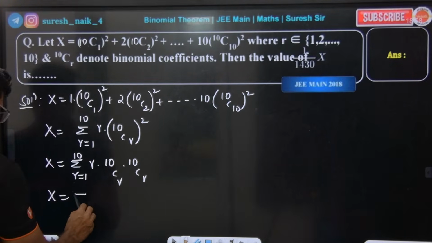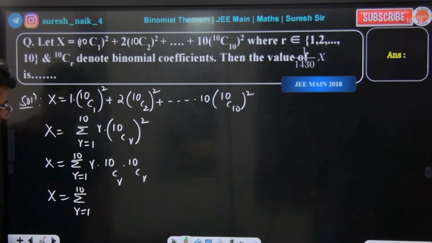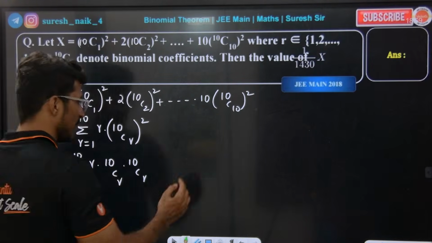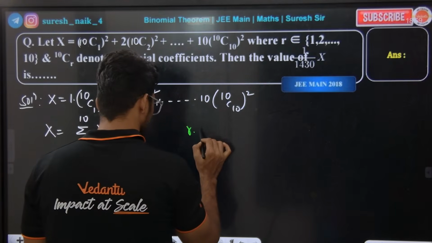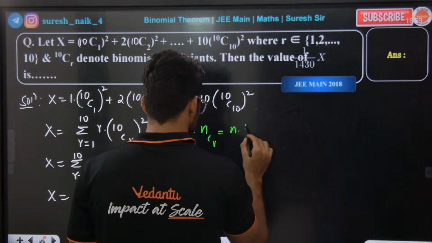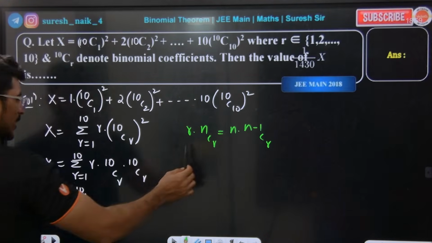So r is equal to 1 to 10, r into 10CR. What is r into 10CR? It can be written as what? Tell me. Do I know this formula or not? r into nCr becomes n into (n minus 1)C(r minus 1). Yes or no? In the formula, property number 4.